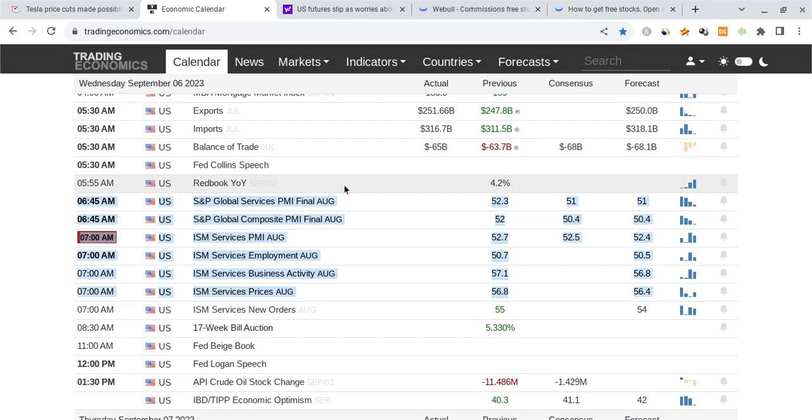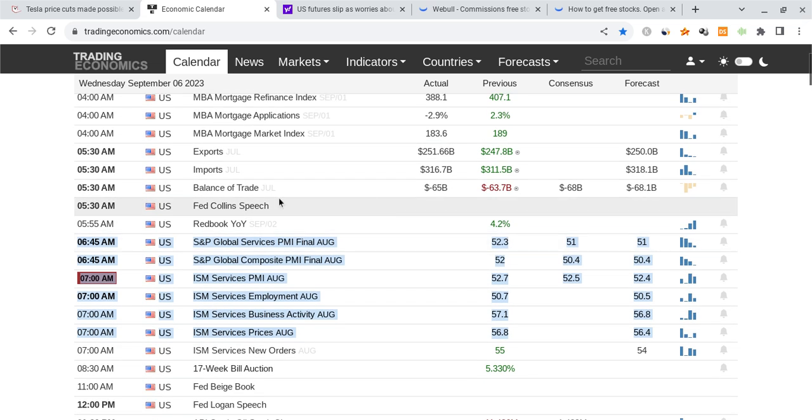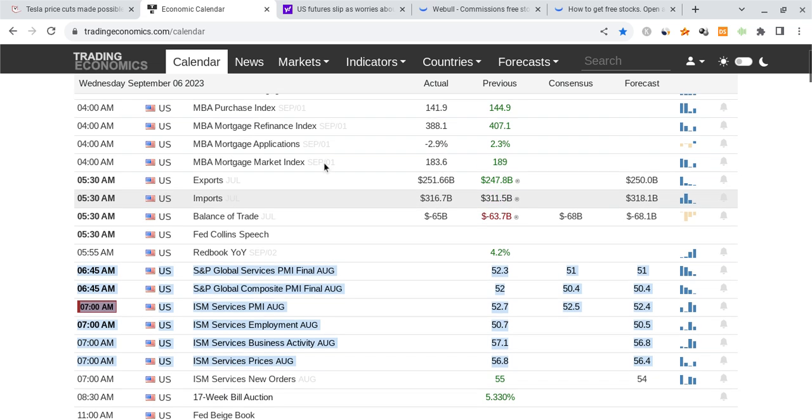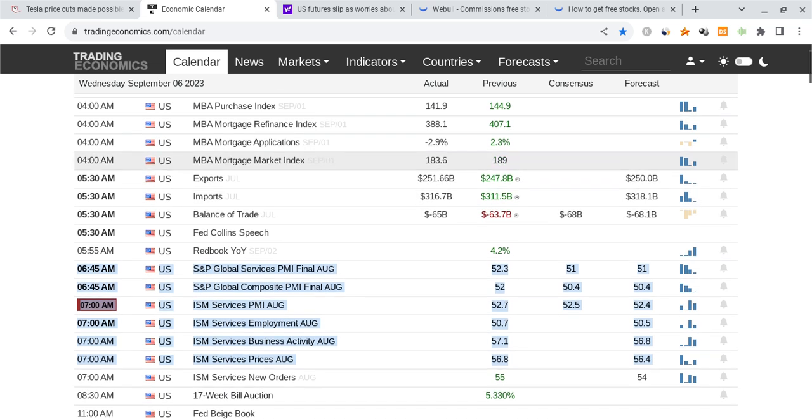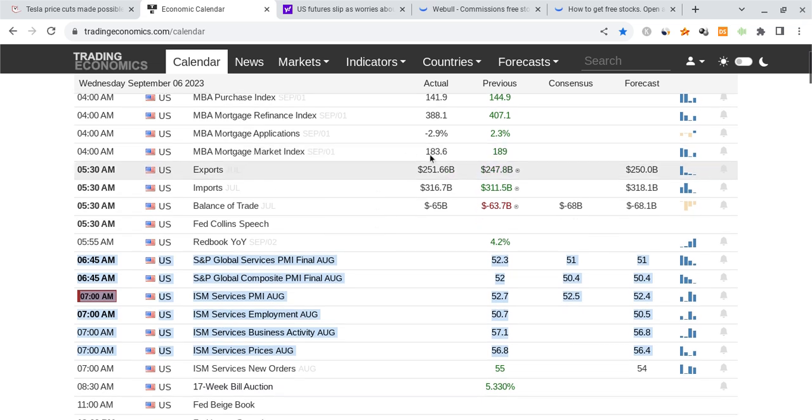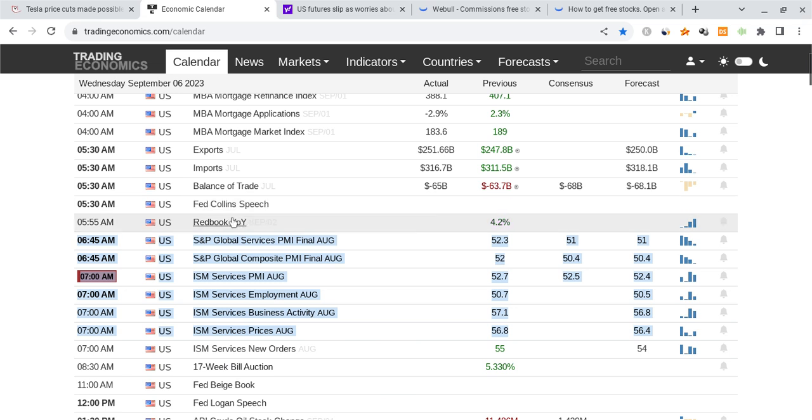Now, what else is very important, though, is that this data that's coming out later on is going to dictate the entire flow of the day, in my opinion. Right now, we just had the imports and exports data coming out. The exports were actually very, very close to what the forecast was. The imports were also very, very close, so nothing too crazy. But what's going to be very big is, first off, we have a Fed speaker that's going to be starting about now. Collins from the Fed is going to be speaking.